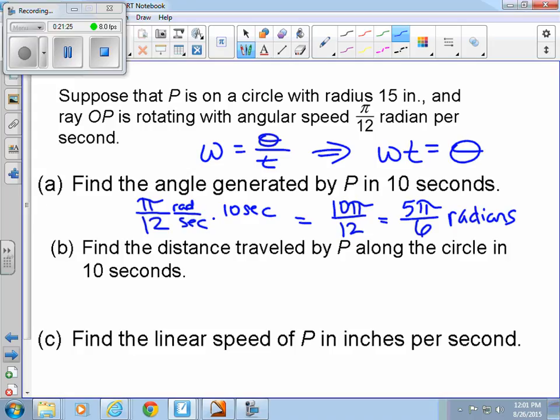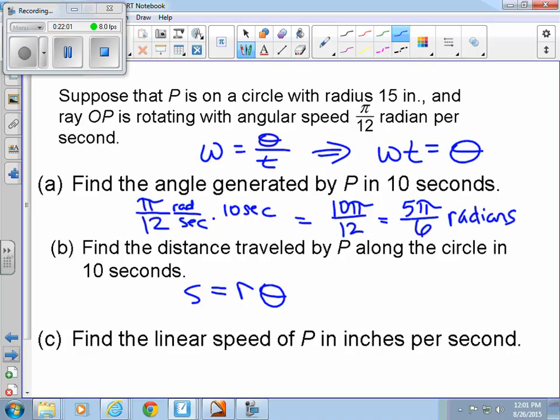Find the distance along the circle in 10 seconds. How are you going to find distance? Speed times time. Just distance, not speed. This is really a better way to ask distance if you're on a circle: arc length. Anytime you see distance, we're going around a circle, you read arc length.